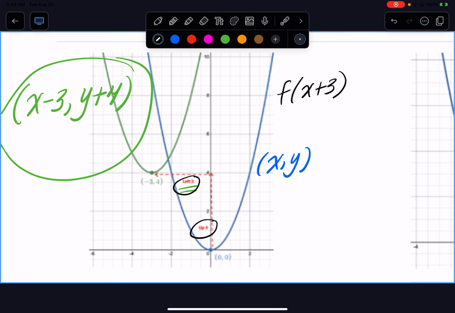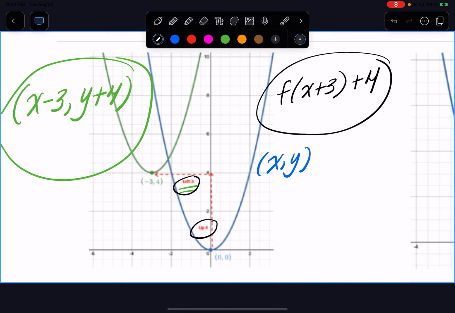That would be left 3. The sign is opposite. Shifts up and down, the sign stays the same. It's added on the outside. So we would then say plus 4. Boom, there's that answer. Excellent. You guys are doing so good. You got to ask questions, though.